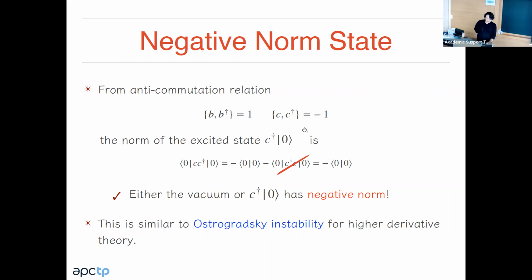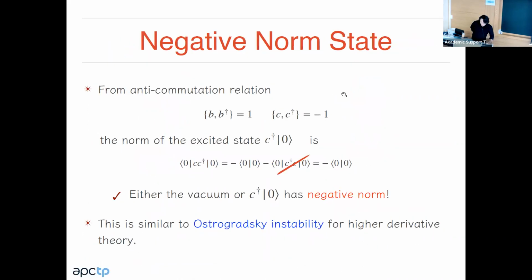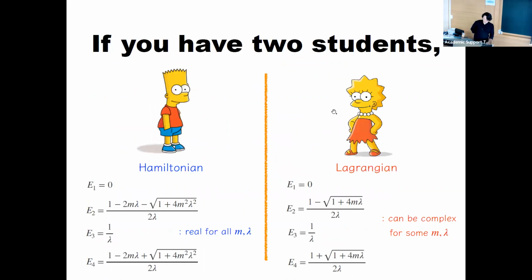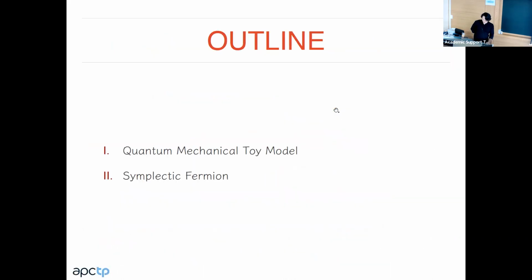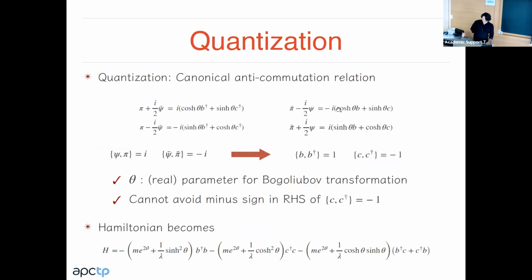No, it's not pushy. It's a canonical quantization. Someone asked why you are using this anti-commutation relation with the minus sign, but it's not my choice. If you canonically quantize it, what you obtain is this one. But that is just a consequence. I think that gives you the norm of the state created by C is negative.